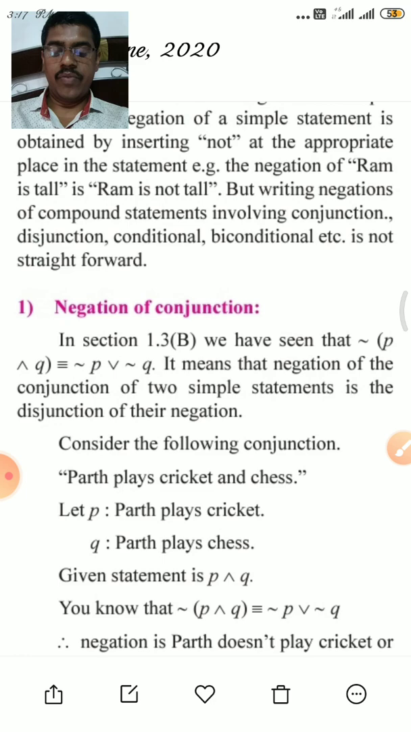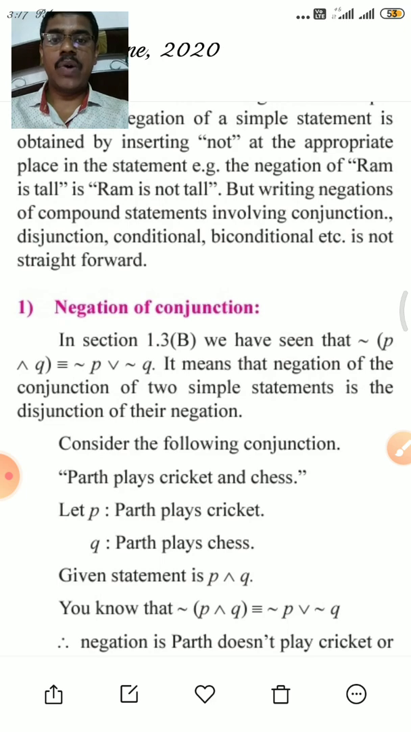In this lesson, we have to see the topic negation of compound statement. We have already studied the compound statement and their types. See the types of compound statement: conjunction, disjunction, negation, conditional and biconditional statement. Now we have to see the negation of these compound statements.